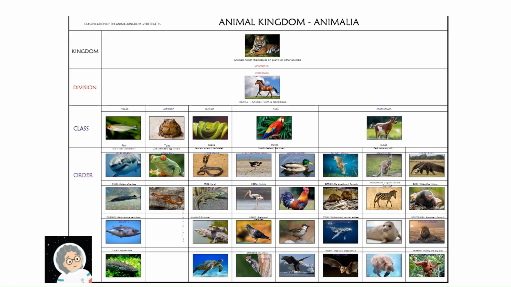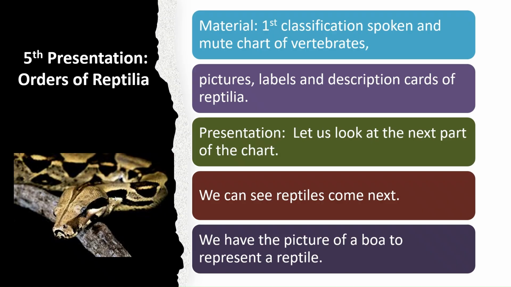Here we have the vertebrate chart. So we have already done the Pisces and the amphibians. So now we are going into reptilia. This is the 5th presentation and we are looking at orders of reptilia. Material consists of the first classification, spoken and mute chart of vertebrates, pictures, labels and description cards of reptilia.